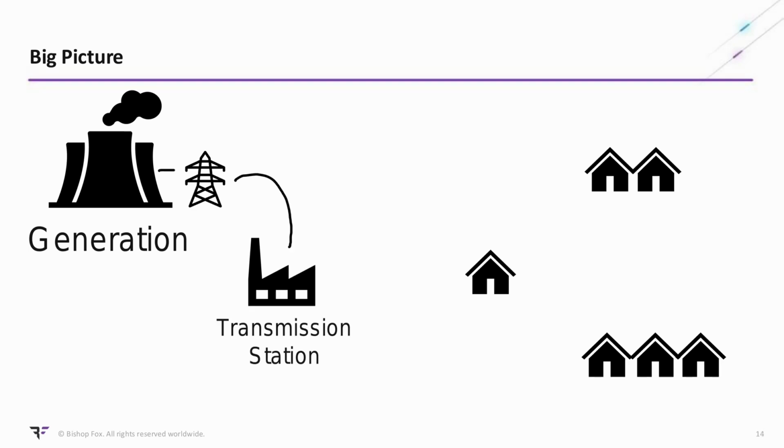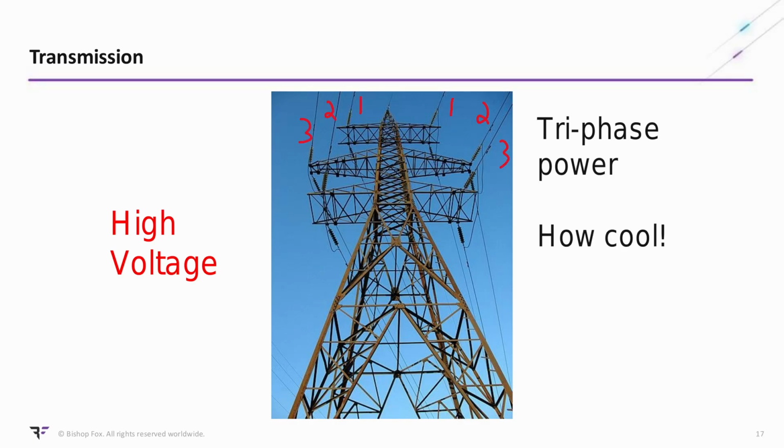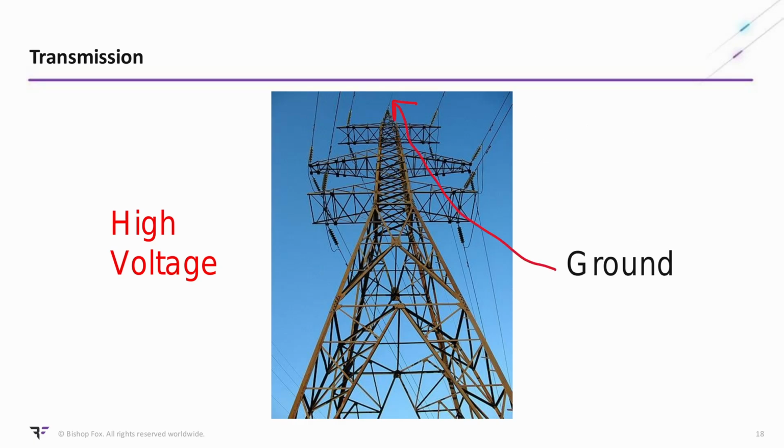So anyway, after the generation, electricity is sent over to a transmission station over a really, really big cable. You've seen these things. These are like high voltage towers, just because of the way that physics works. If you want to send electricity over long distances, you have to send it over high voltage because you get less loss that way. Also, fun fact, if you look carefully at these things the next time, you'll notice that they almost always come in triplets, in pairs of 3, because they use tri-phase power. How cool. Also, at the very top of that, you'll see a ground cable, because these things get struck by lightning a lot.